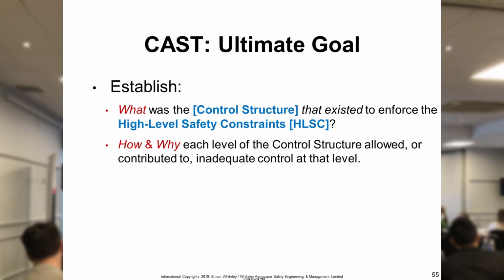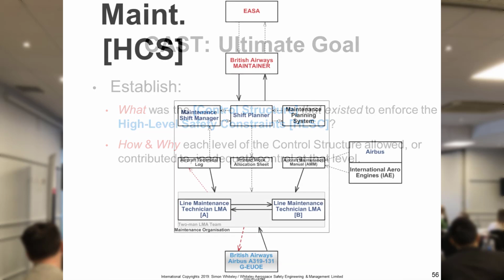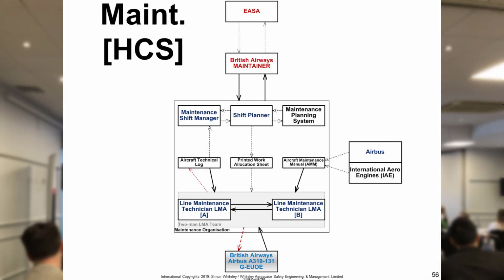So as I said, the ultimate goal of CAST accident analysis is to understand what was the control structure that existed at the time to enforce those safety constraints, and then how and why each level of that control structure allowed or contributed to inadequate control. Now, this is a very high-level control structure for the maintenance. So we've got the aircraft at the bottom, we've got the two maintainers working together, we've got what's called the aircraft technical log that defines what the aircraft has had done to it. We've got the printed work allocation sheet, the aircraft maintenance manual, and then we've got the management of the maintenance activity. British Airways is a maintainer, and then the regulator, the European Aviation Safety Agency, at the very top.